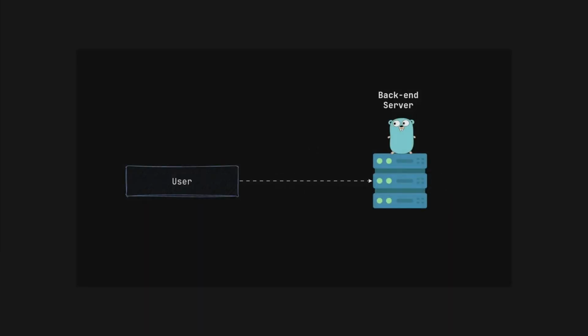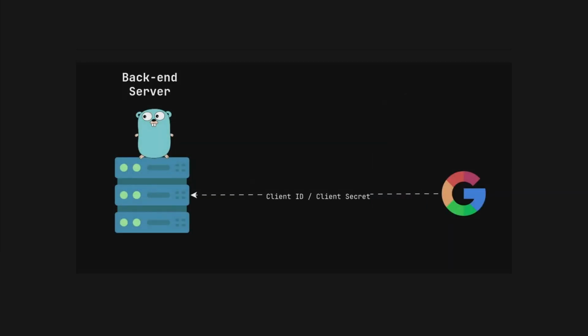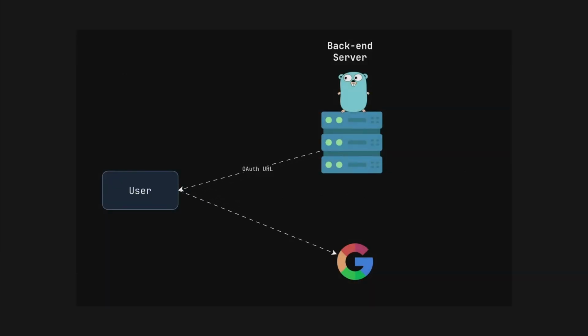Imagine the scenario. A user visits your website and wants to create an account. When the user clicks on the login button, a GET request is sent to your server. Your server registers itself as an OAuth client with some OAuth provider. The OAuth provider gives a client ID and client secret to the server. The server uses these credentials to create a unique OAuth URL and redirect the user to the OAuth provider website.